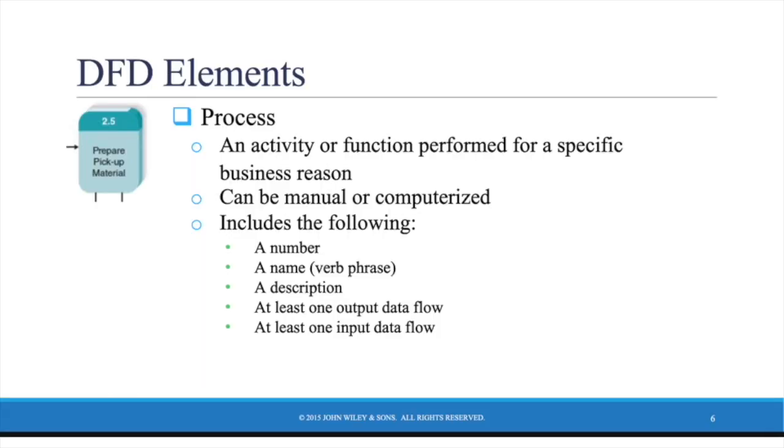Now let us see it more. You can see an example symbol here on the screen, which is a process, and you can see a number there, and you can see a name such as prepare pickup manual. So it is an action. It defines an activity or function that is to be performed for a specific business reason. It can be a manual or computerized process.